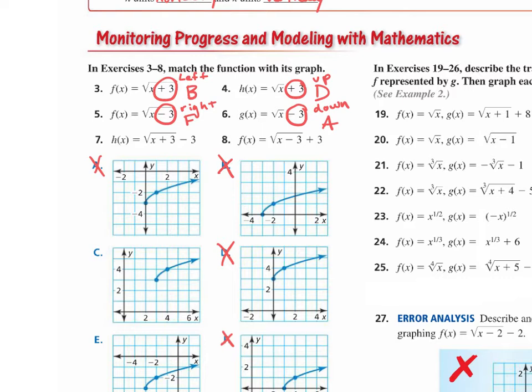A. And then 7. We have 2 transformations going on. A +3 on the inside, which we know is left, and a -3 on the outside, which is down. So which graph are we going left and down? E. And then this one we have a -3, which is right, and a +3, which is up. So which one are we going right and up? C. Any questions on that first part?